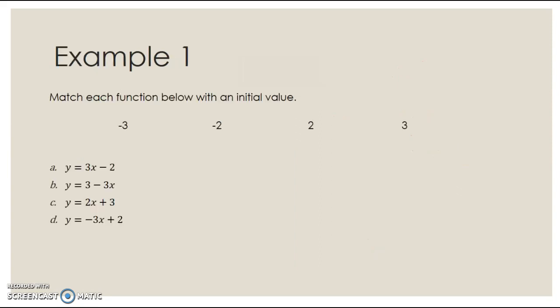Alright, so example 1: match each function below with its initial value. We have these 4 initial values: -3, -2, 2, and 3. So we're going to look at A. We're using y equals mx plus b, and our initial value is going to be that b value. So here's my m, here is my b. So my initial value is going to be -2.